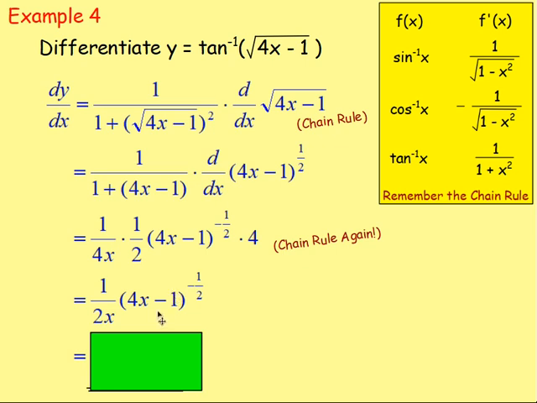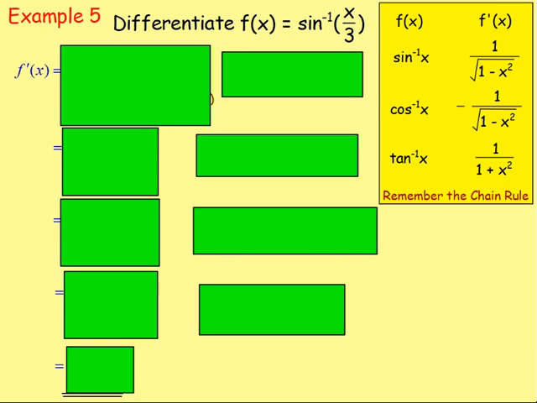If you write that with a positive index, well, you could have 1 over 2x and move the 4x take away 1 to the negative half down to the bottom, so it would be positive a half. And because you've just got a half, well, you know that just means the square root. So that there will be your final answer.